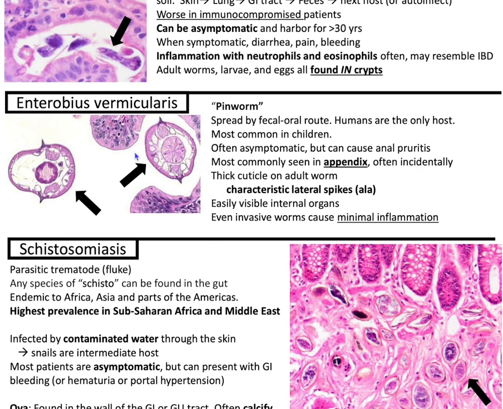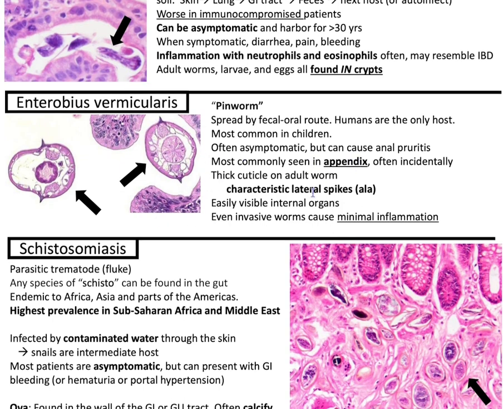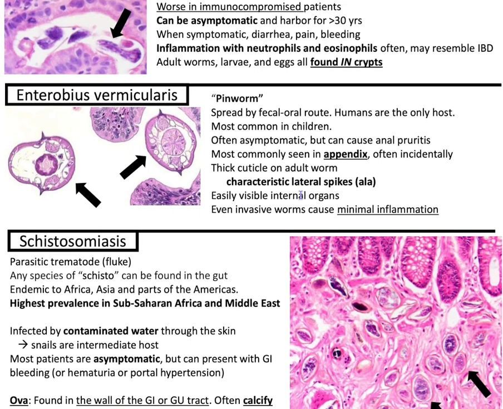Pinworm, or Enterobius vermicularis, spread by the fecal-oral route. Humans are the only host. It's most common in children, often asymptomatic, but can cause anal pruritus as well as incidental findings, or it can be found in the appendix, and we've had cases where appendicitis is caused by Enterobius vermicularis. You'll look for the thick cuticle on adult worms and the characteristic lateral spikes, as you can see here.